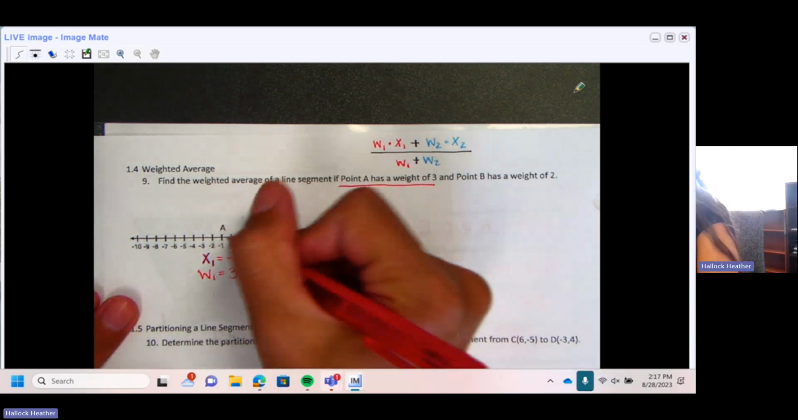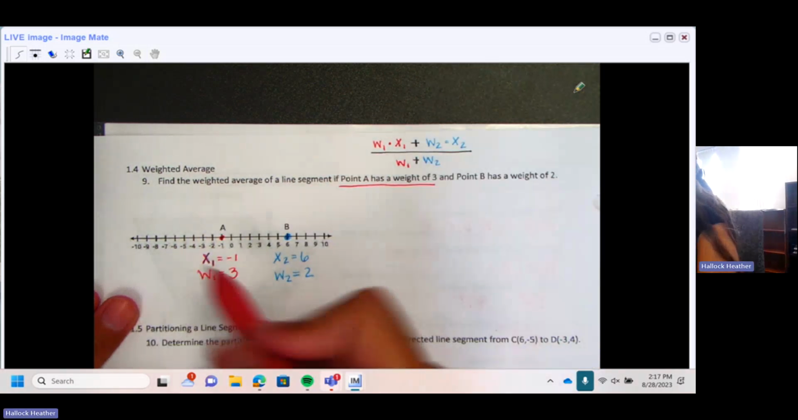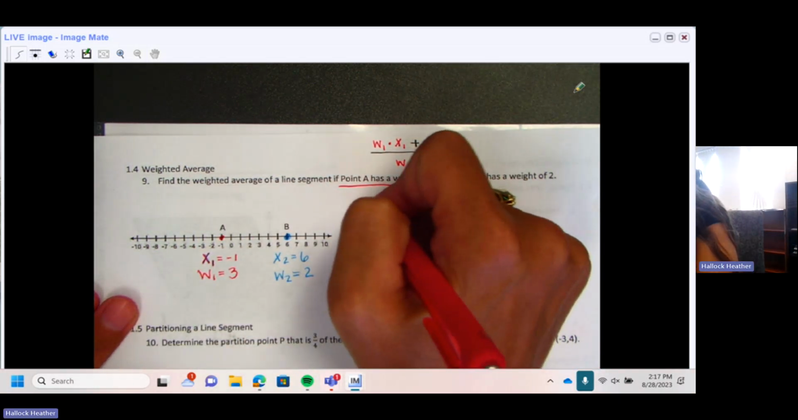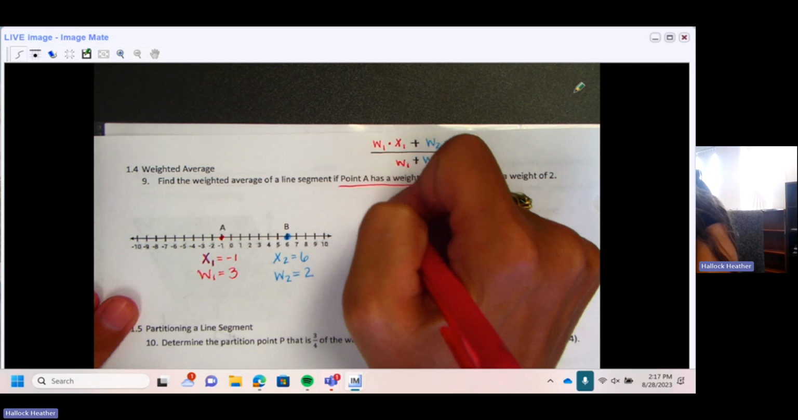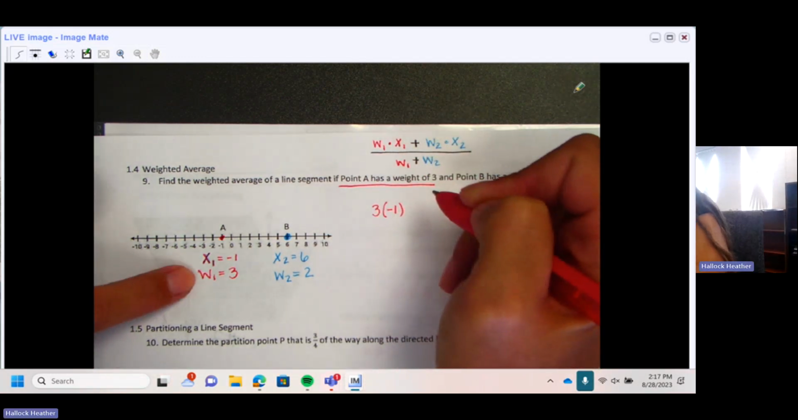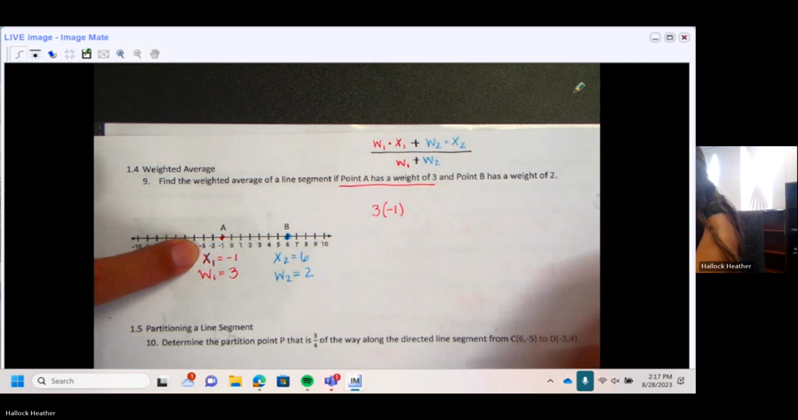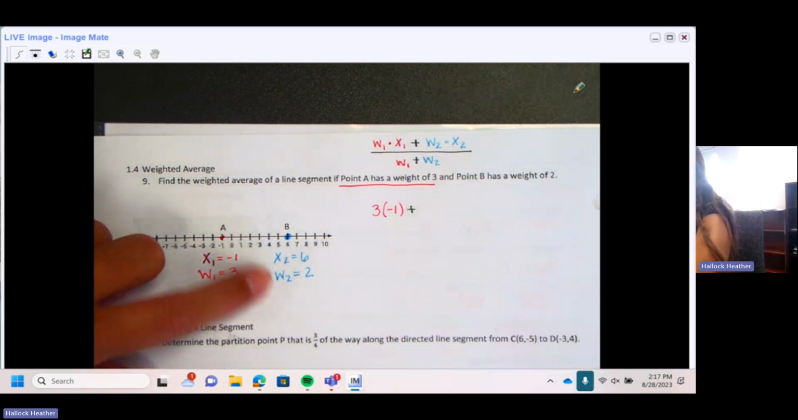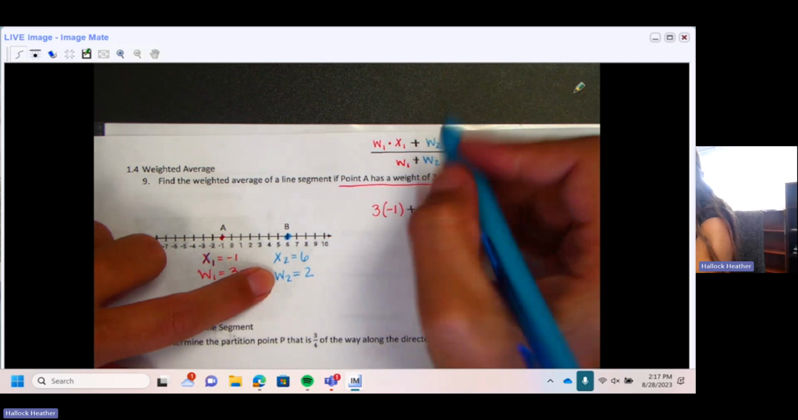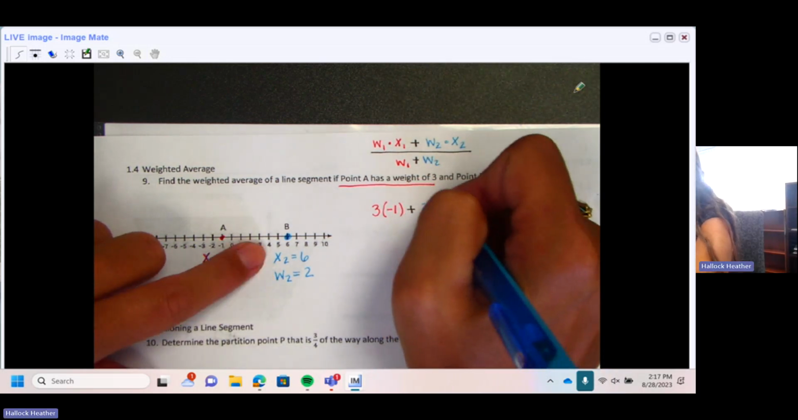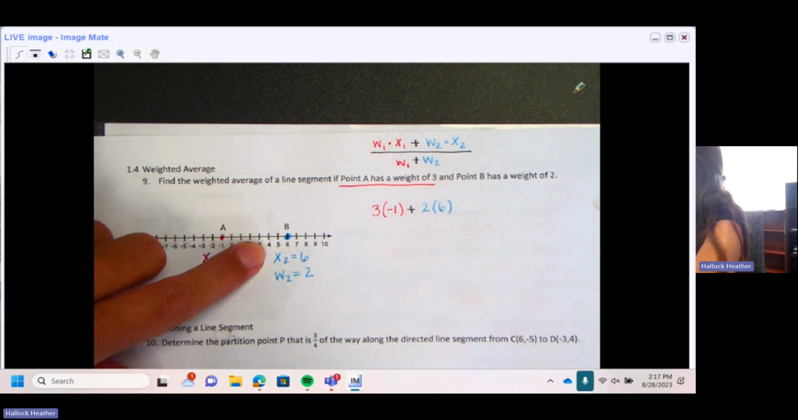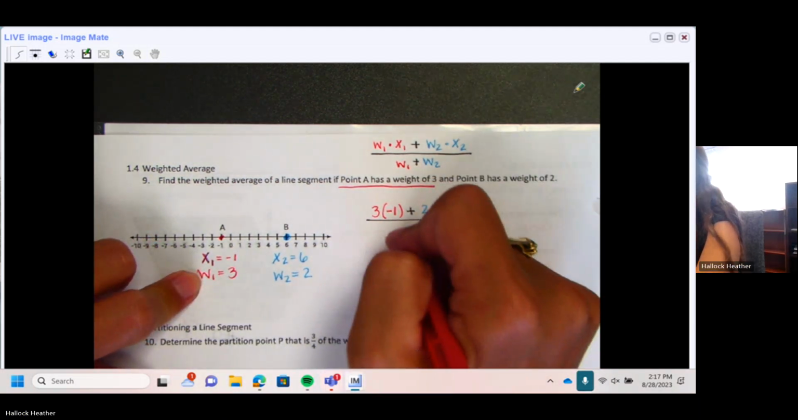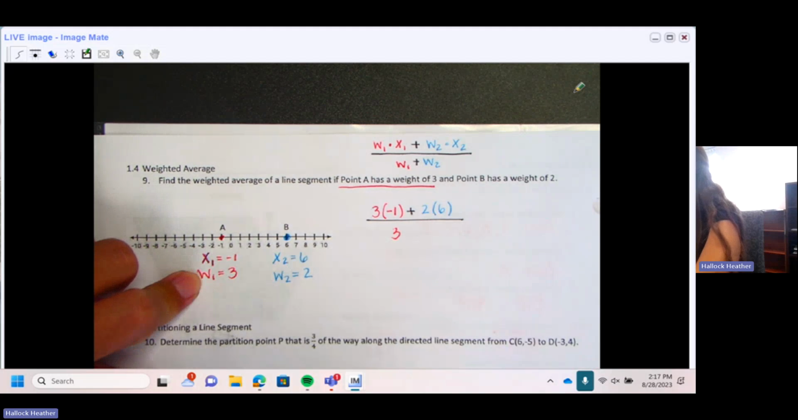So I'm going to do -1, or 3, sorry, the weight 3 multiplied by -1, weight times location. I'm adding weight times location, so 2 multiplied by 6. And then I'm dividing by the weights added together, which is 3 plus 2.